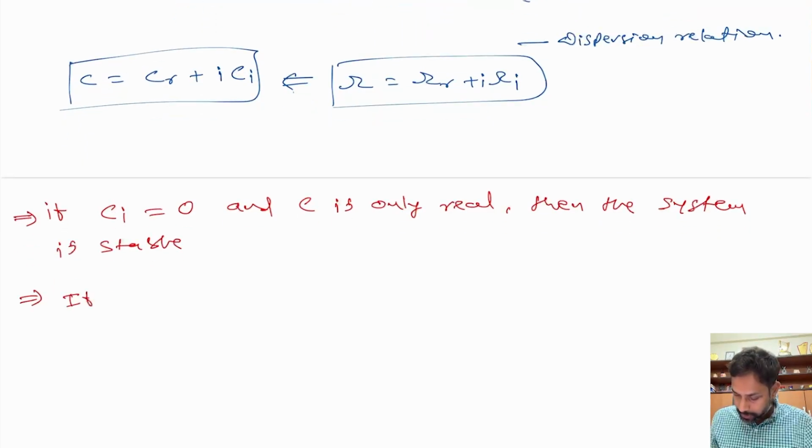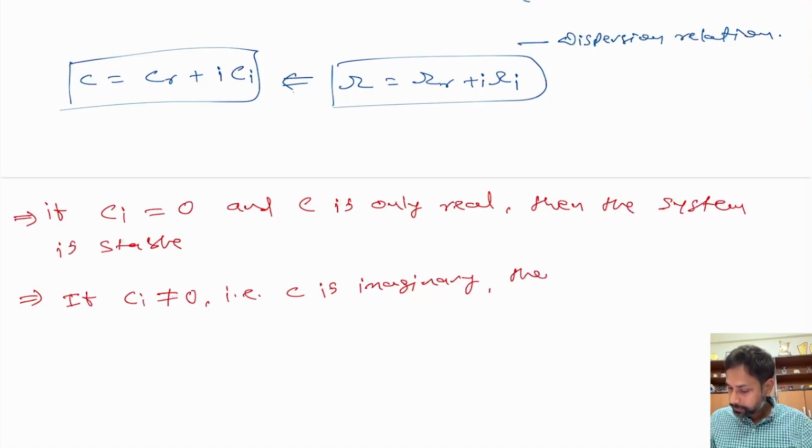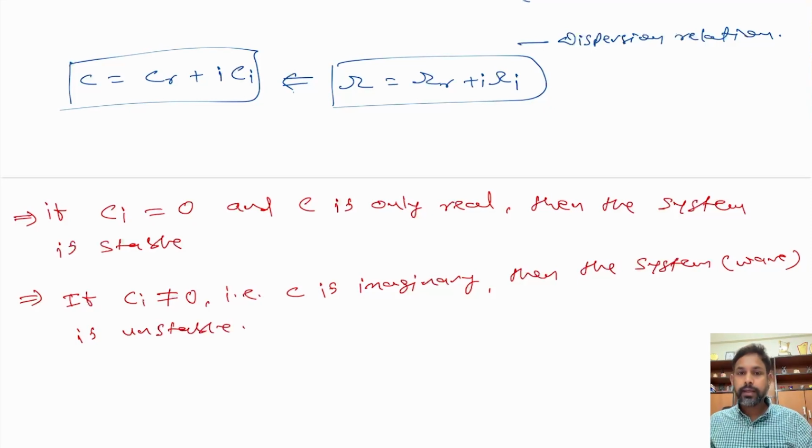And if ci is non-zero, which means that c has the imaginary component as well, then the system, or by system we mean the wave, is unstable. In that case, basically the amplitude of the system grows and grows further, and that overturns the wave.